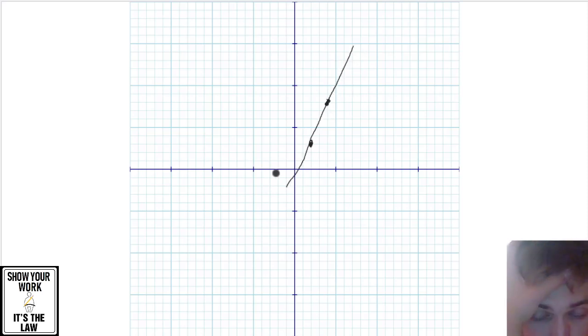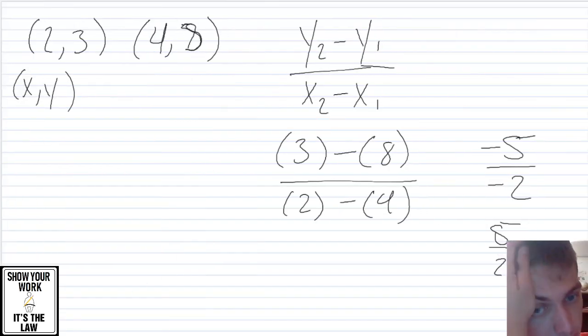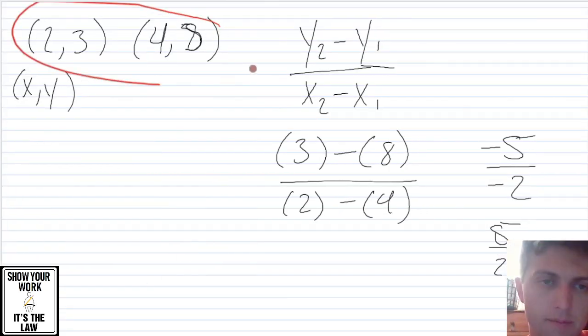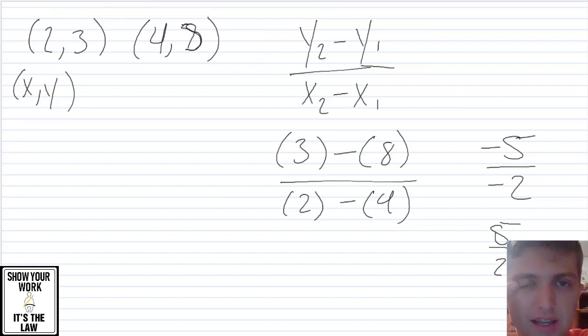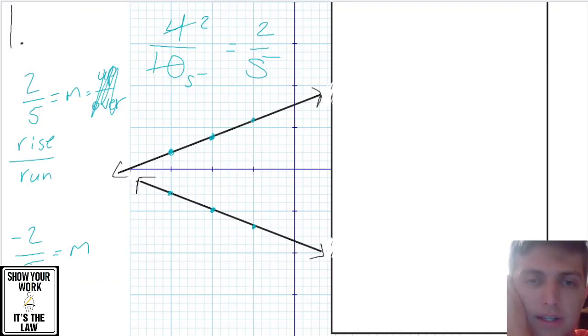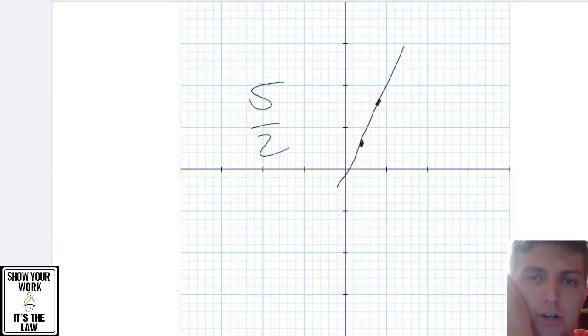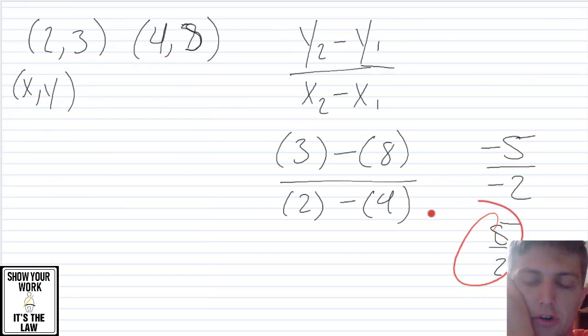There we go. So using our previous method, we count up and over 1, 2, 3, 4, 5. 1, 2. So 5 over 2. Just like we got when we subtracted. So this coordinate method is the same thing as we did in the first example, but now we don't have to graph it. We can go straight from the coordinates to our slope.